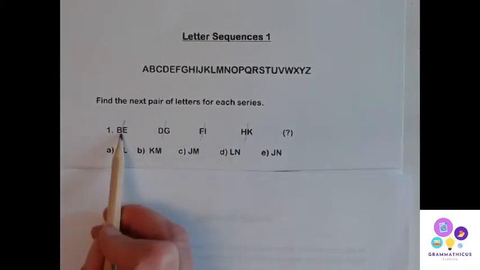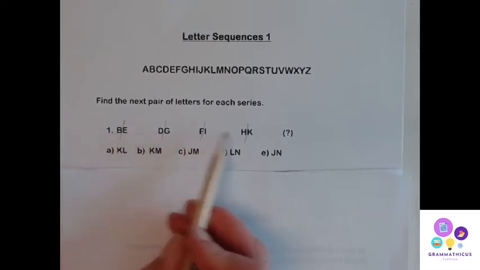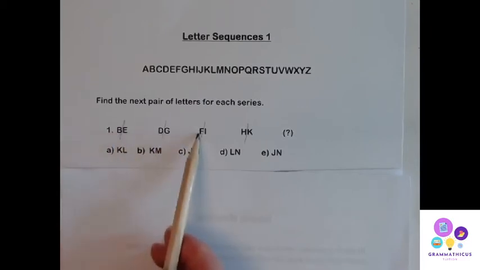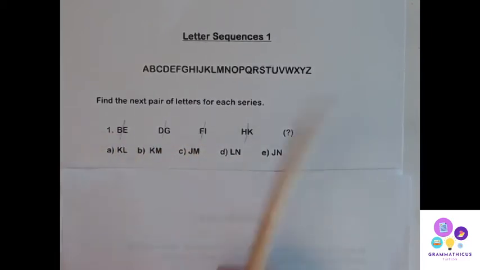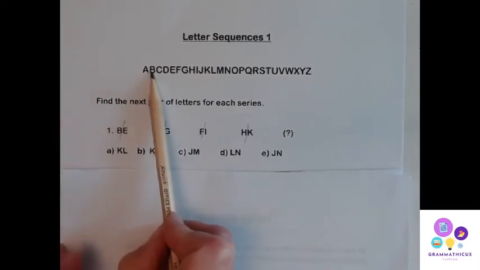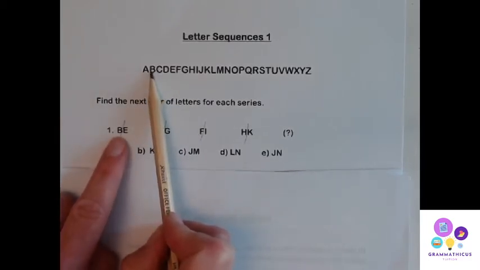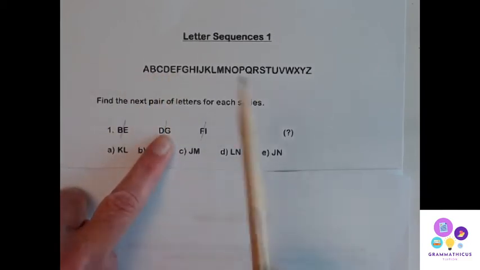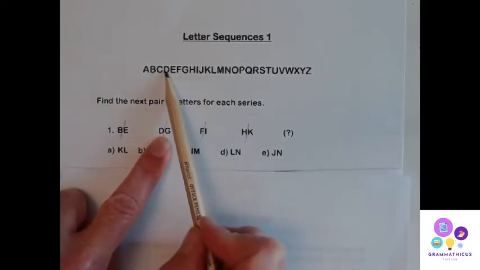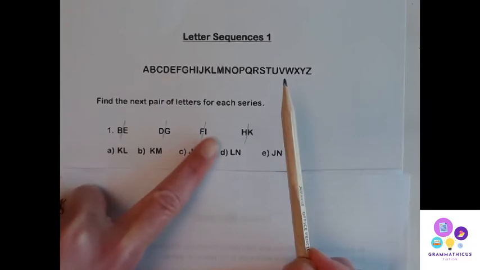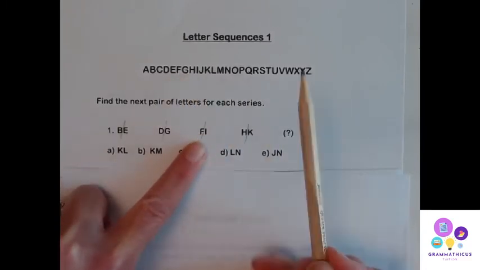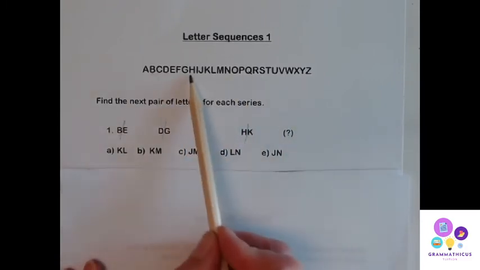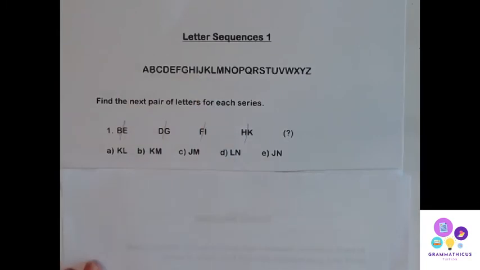So to start with, we're going to consider the first letter in each pair and think about the sequence it creates. We've got B to D to F to H. If we find B on our alphabet at the top here, we can see that B to D is 2 jumps. D to F is another 2 jumps, and F to H is another 2 jumps. So my sequence is going forward in jumps of 2. From H, forward 2 is going to get me to the letter J.